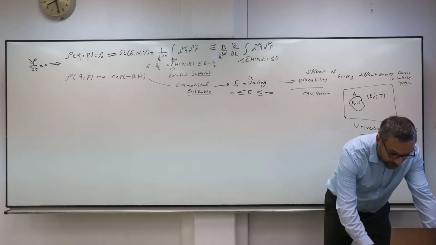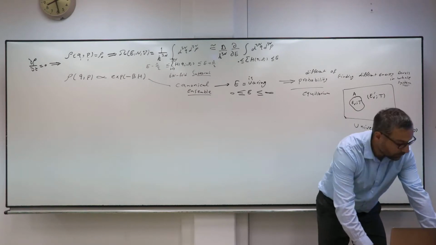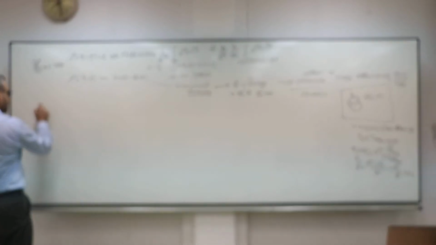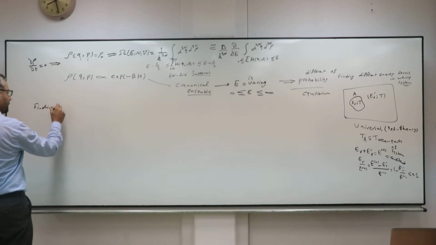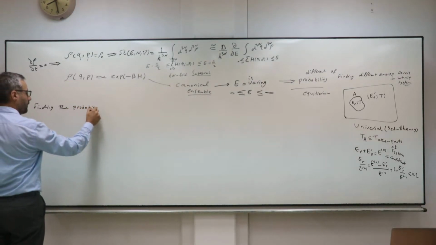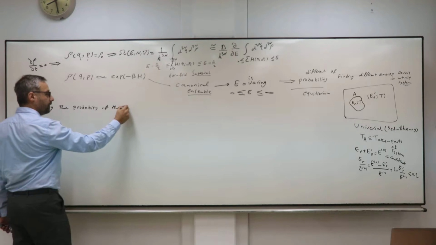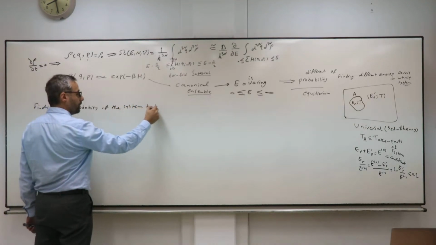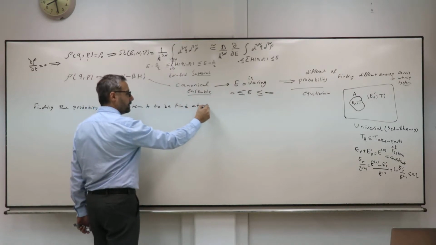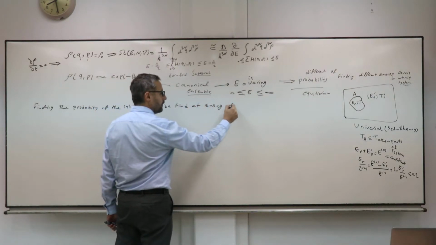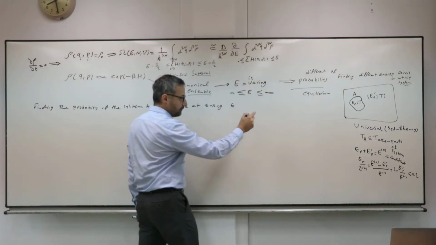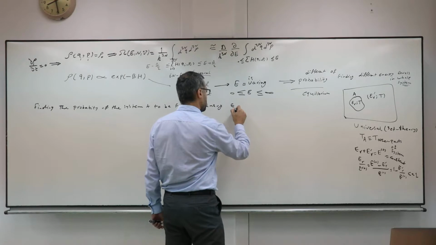So now I want to find the probability. The aim is finding the probability of the system A to be found at any energy, we can call it that. We use ER, okay, ER.